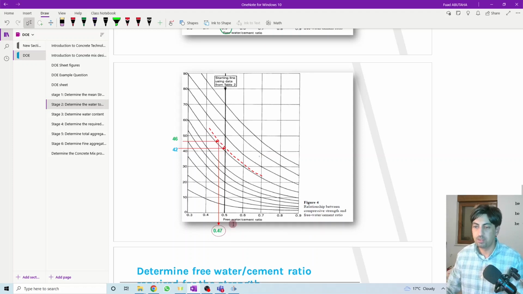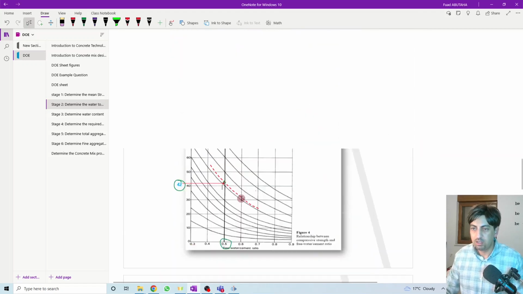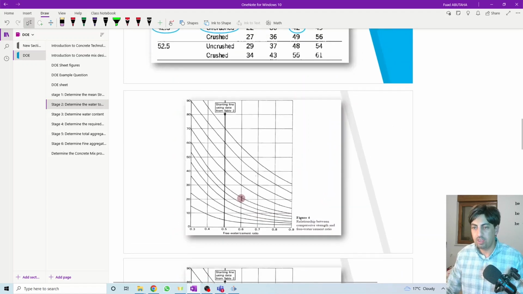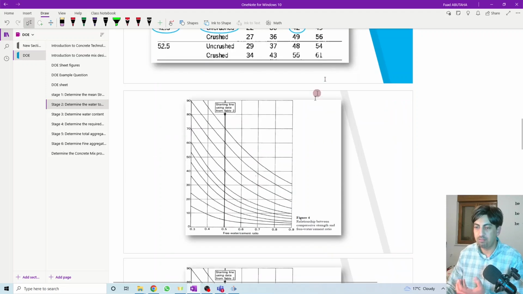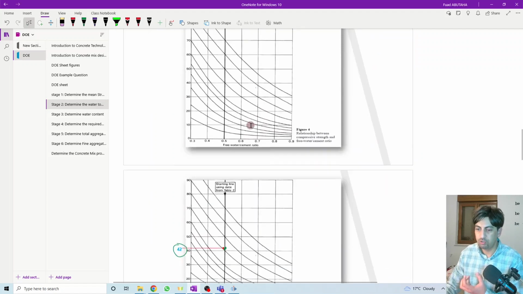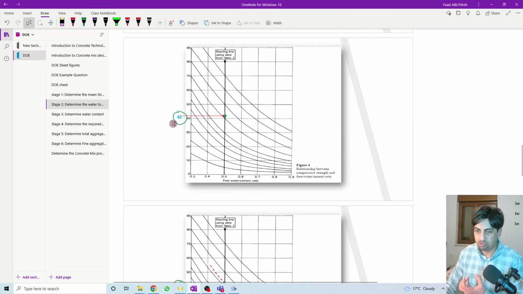So again, in order to determine the water to cement ratio, we need to follow two steps. The first one, we need to use this table, based on the cement type and based on the type of the coarse aggregate, after how many days? 28 days, then we will get this value, 42 megapascal. 42 megapascal is the compressive strength when we are using a water to cement ratio of 0.5. Then we use this value and we apply it here. At 0.5 water cement ratio, the compressive strength is 42.